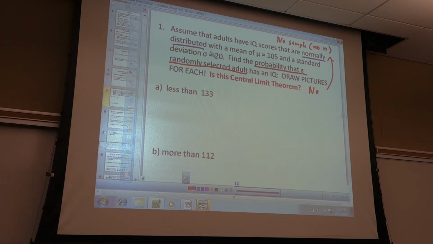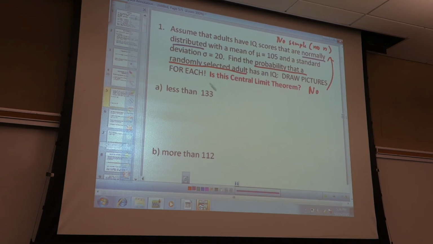Unless you've got some central limit theorem going on, and then you could maybe get by without that. But basically, if it's a basic normal distribution problem, it will have to say normally distributed. Okay, so here, less than 133, find all your pieces. And maybe get used to writing them down somewhere.